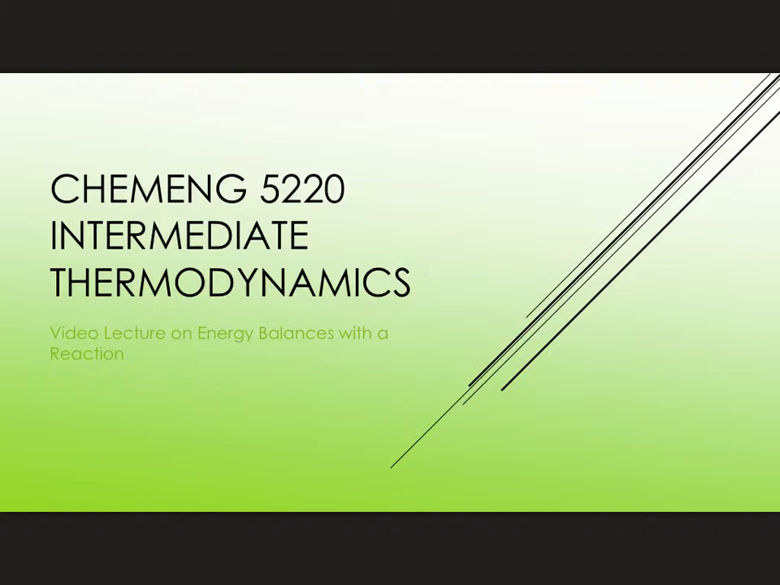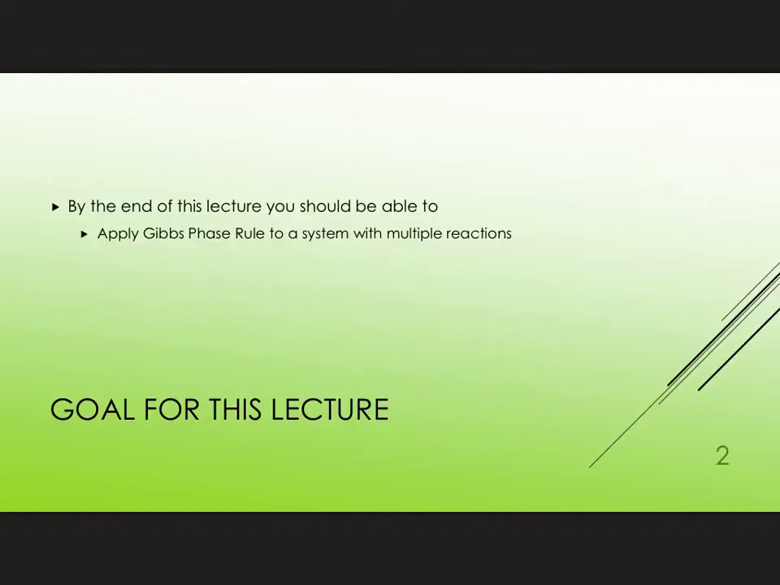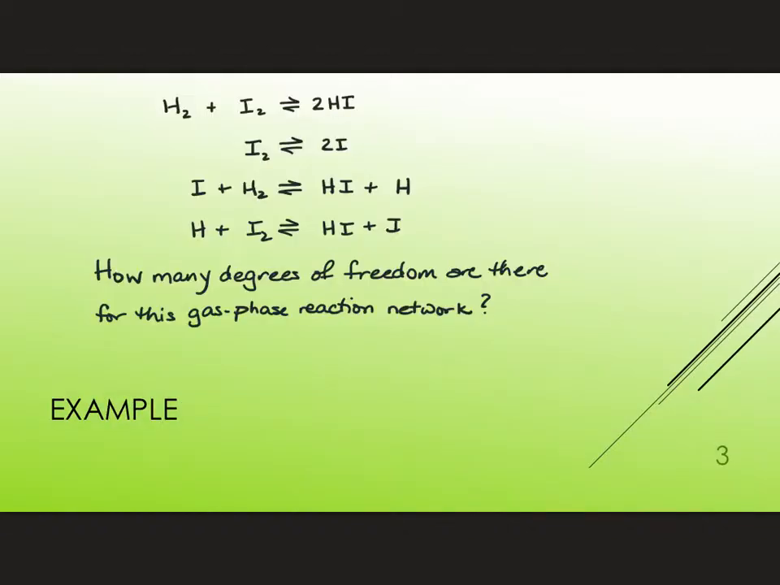We'll be looking more at reaction systems, and in this particular case, we're going to be looking at applying Gibbs phase rule to systems with multiple reactions. In this case, we have 4 reactions. H2 plus I2 makes 2HI. I2 can break up to 2 I atoms. I plus H2 makes HI plus H. H plus I2 makes HI plus I. And what we want to know is how many degrees of freedom there would be for this gas phase reaction network.